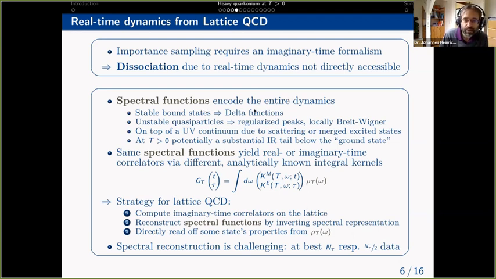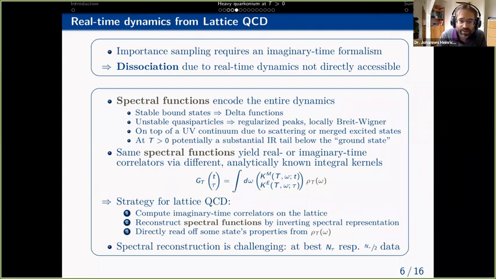So if you have bound states, they are represented by delta functions in the spectral function. If you have unstable quasi-particles, like decaying or dissociating quarkonium, that would be some sort of regularized peaks that locally look like Breit-Wigner, but certainly are regularized because the integral of the spectral function still has to remain finite. And all of these peaks would be sitting on top of some UV continuum, which is either due to scattering states or due to some sort of merged excited state contribution where the peak structures are overlapping. And at finite temperature, we get on top of this a substantial IR tail contribution that is sitting at lower frequencies than the actual ground state that we want to consider.